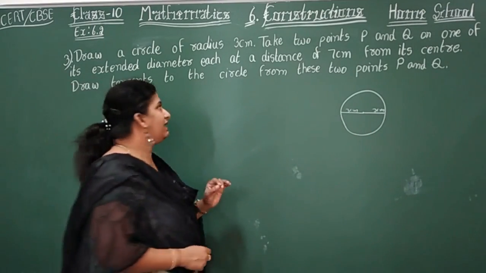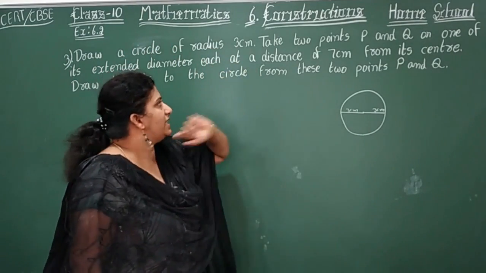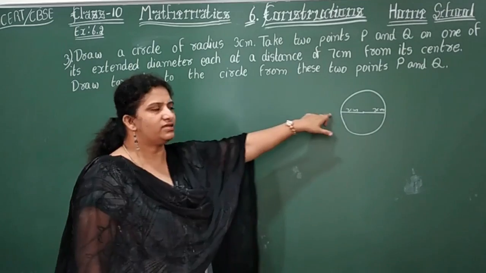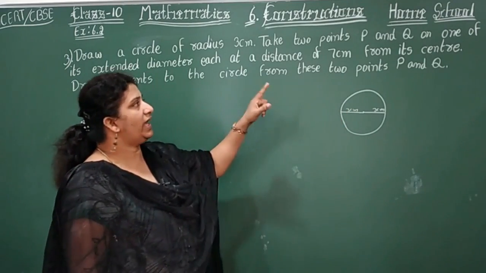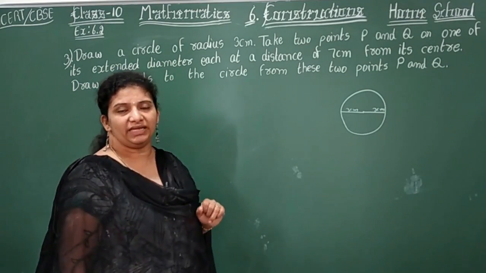Now once again read here carefully. Draw a circle of radius 3 centimeters. Take 2 points P and Q. Where do I have to take? Is it here? No. P and Q on one of its extended diameter.